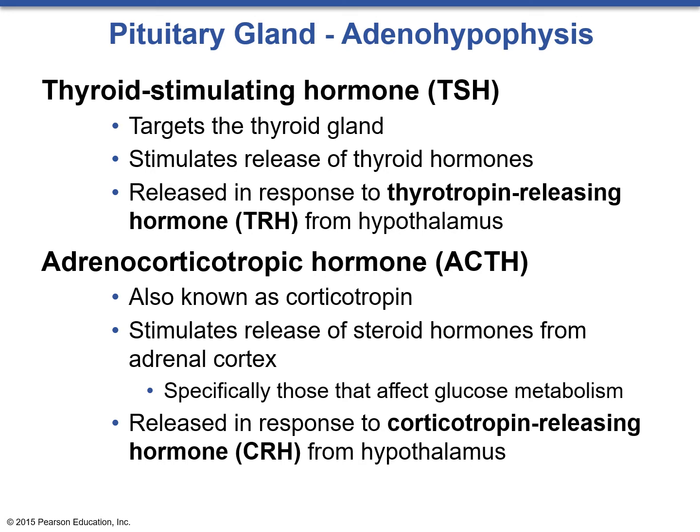Adrenocorticotropic hormone, or ACTH, is also known as corticotropin. This, as a tropic hormone, will stimulate the release of steroid hormones from the adrenal cortex, specifically those that affect glucose metabolism, like cortisol. It is released in response to corticotropin releasing hormone, or CRH, from the hypothalamus. So again, the pathway for this is the hypothalamus releases CRH, which causes the release of ACTH from the anterior pituitary gland, which will thereby cause the release of cortisol in the adrenal cortex. We'll get to that one later as well.